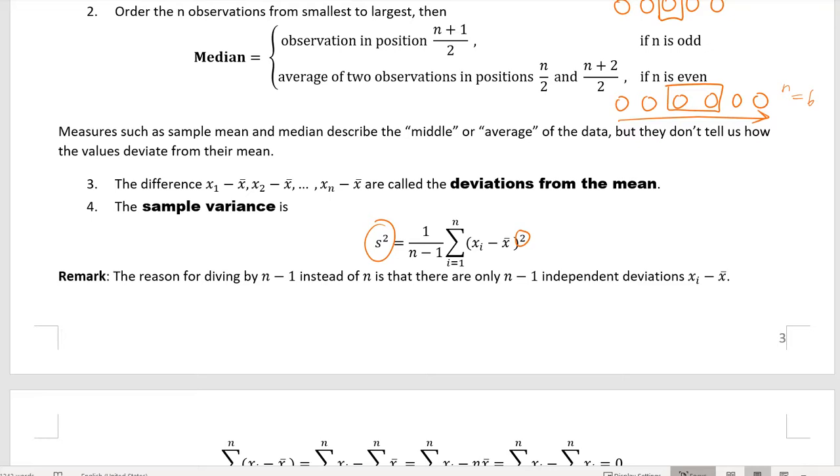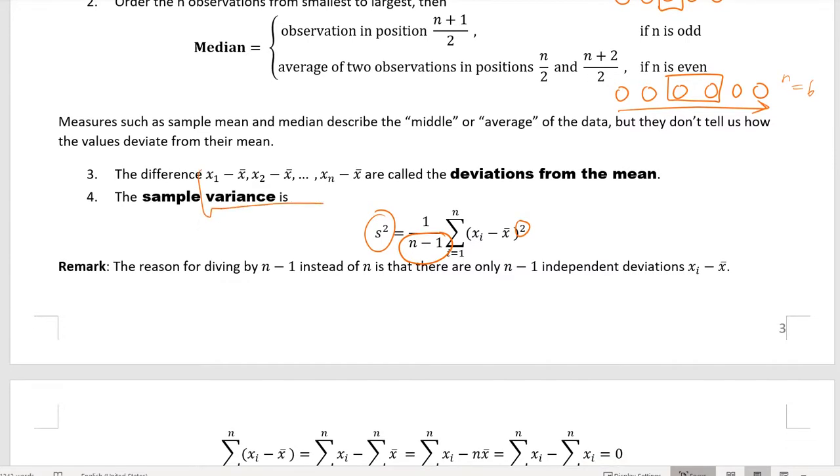But there are good reasons why we use the square instead of the absolute value. For example, we can differentiate the square, but we cannot differentiate the absolute value function, right? So that's why we use the square. And why do we divide by n minus 1? There are n differences. Why divide by n minus 1 instead of n?